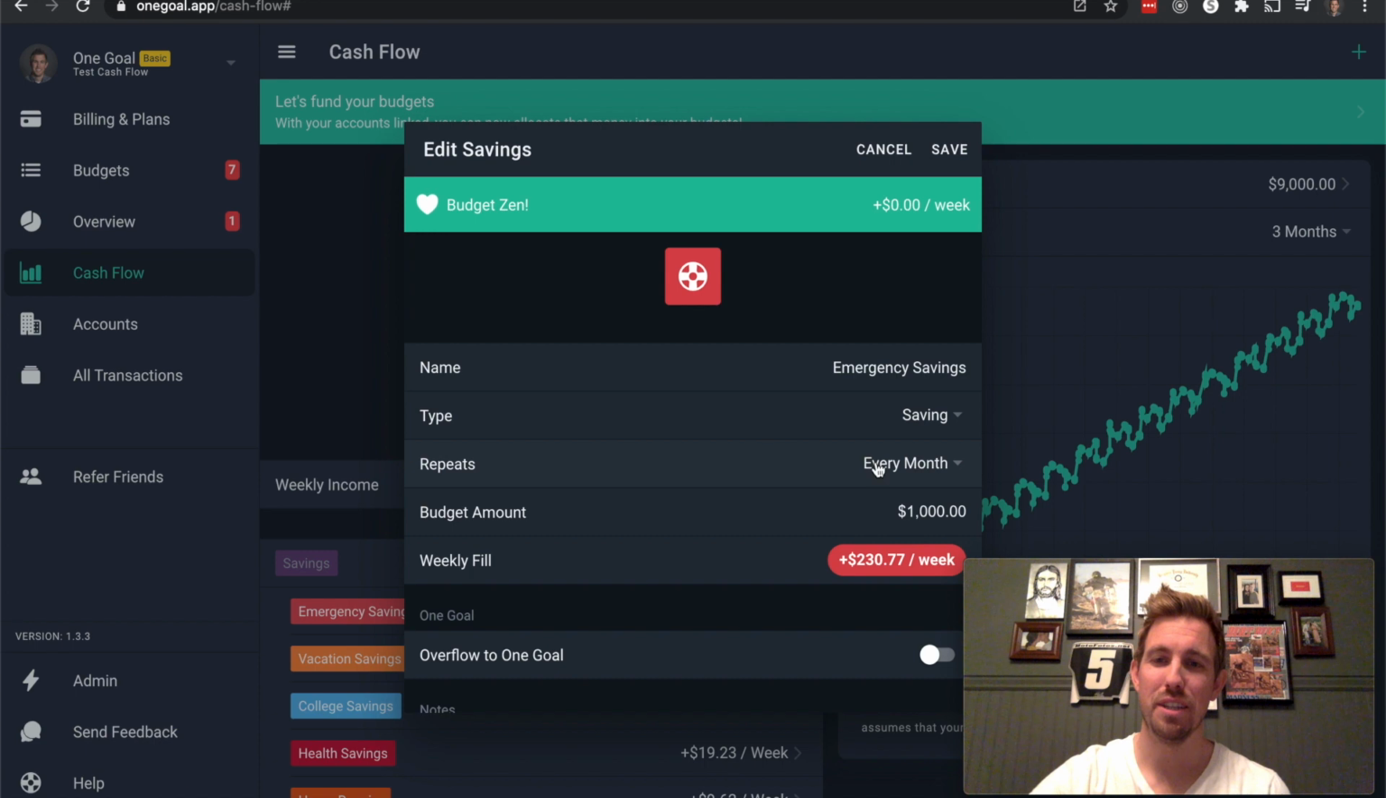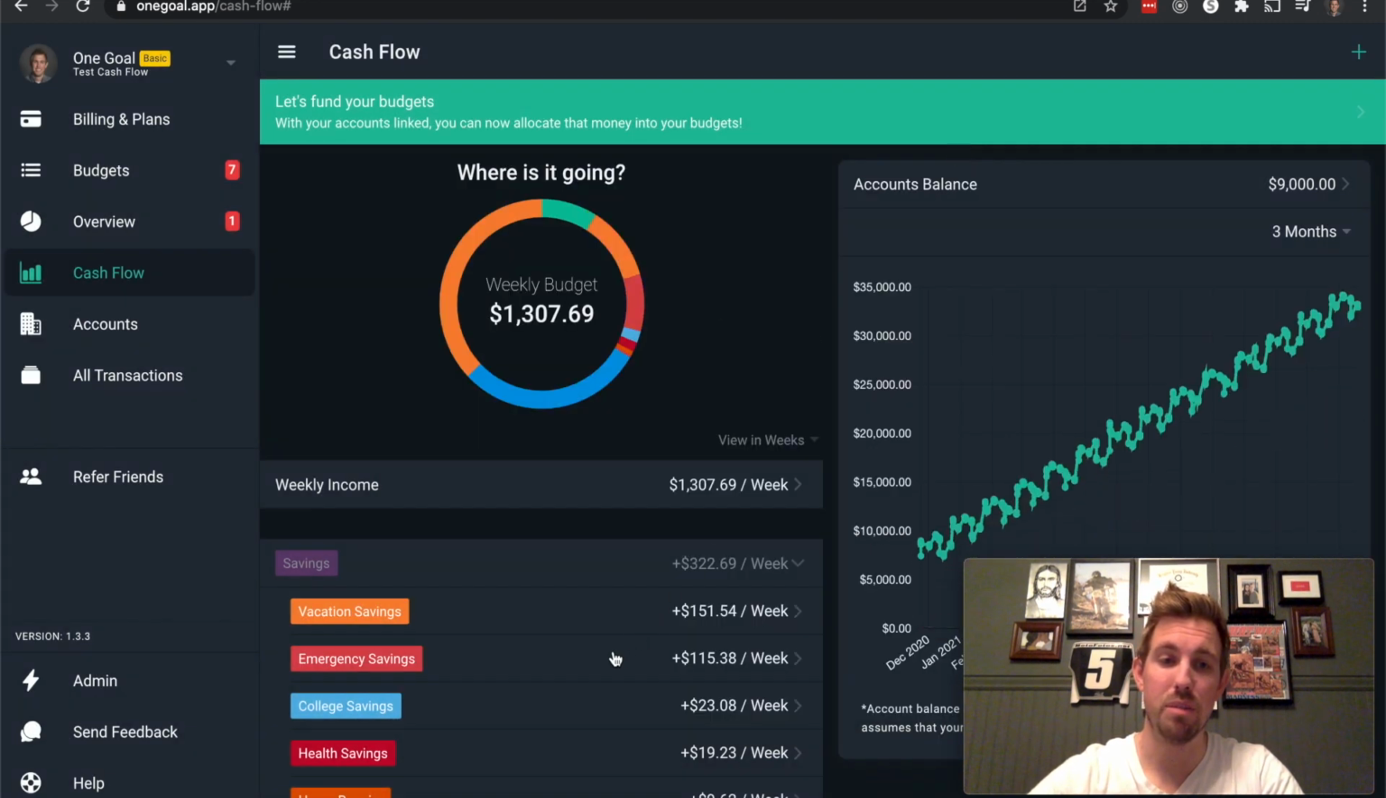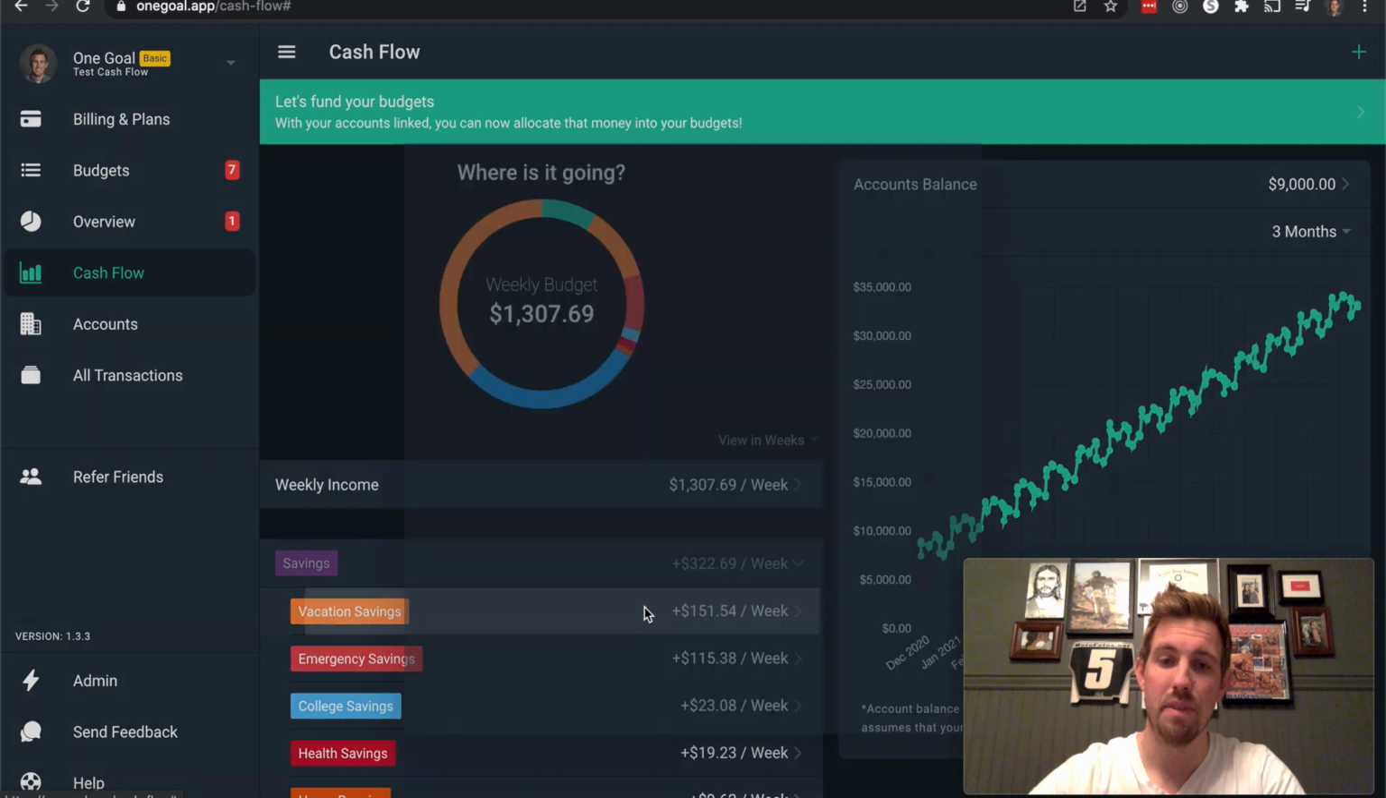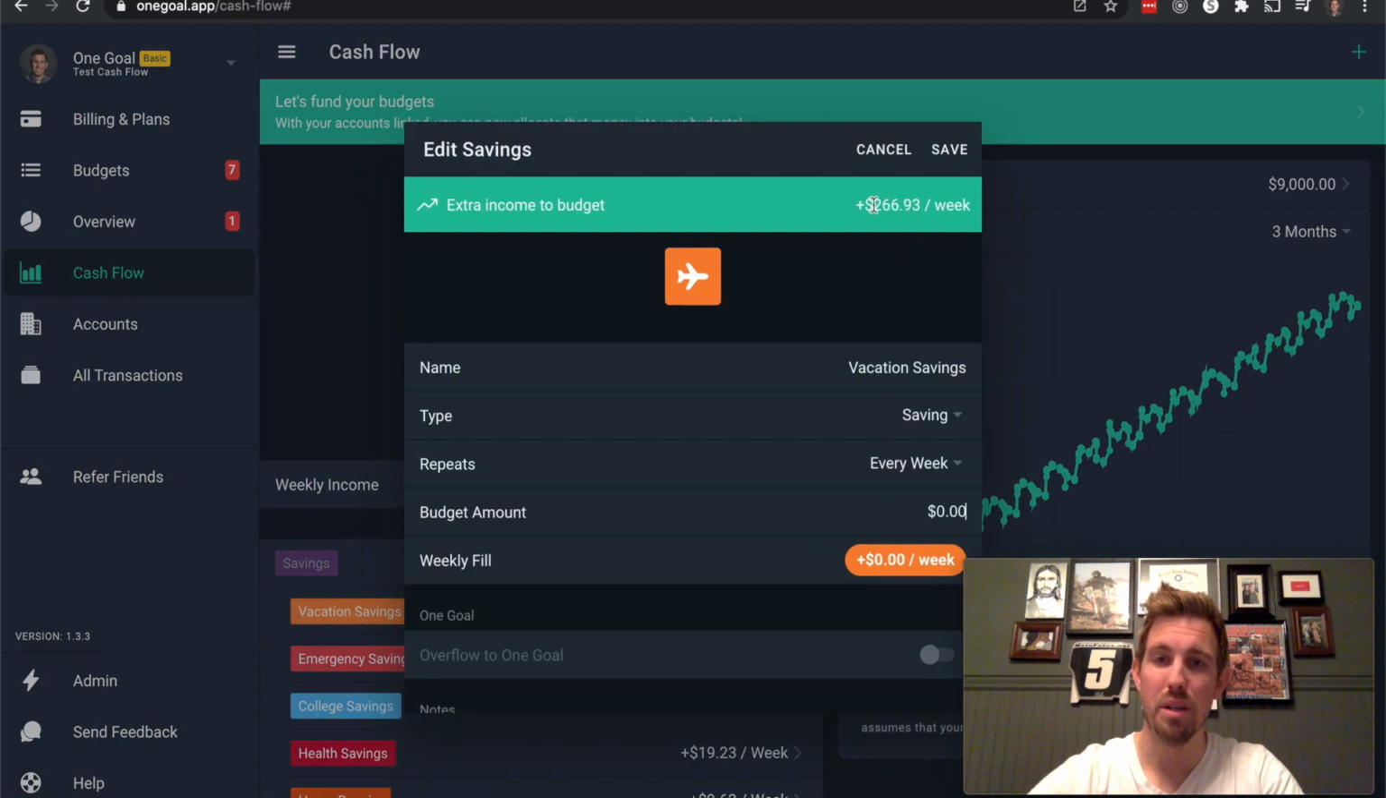Perhaps I realize that I don't want to set aside $1,000 every month for my savings, that maybe I only need $500 every month. And I'd like to put that extra money towards my vacation. So I'm going to put the remaining $266.93 per week so that I'm back at Budget Zen again.